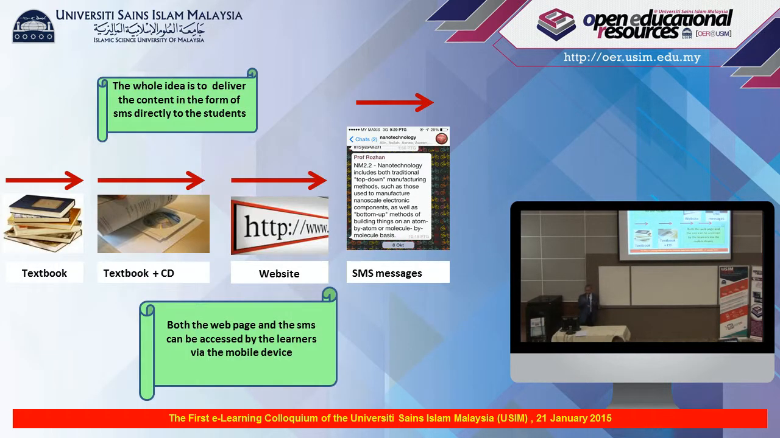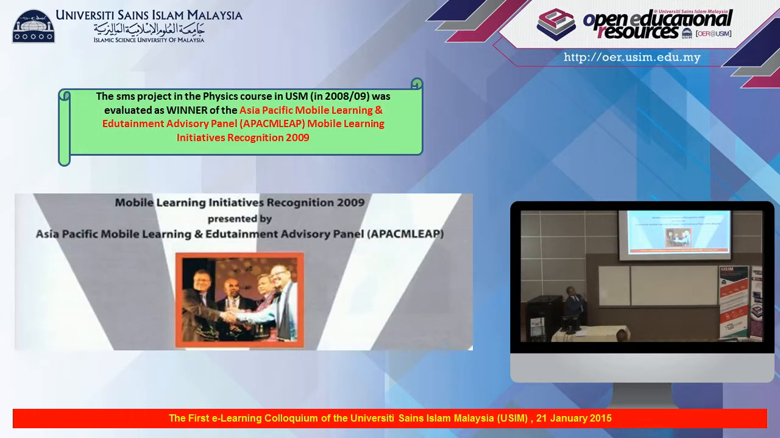The whole idea is to deliver content in the form of SMS directly to the student. We don't want the content to be stuck in a textbook, or stuck in a CD, or even stuck in a website. So we take it out, chunk it, and send it to the learner in terms of SMS messages, and both the web page and SMS can be accessed by the learner via the mobile device. Too fast? Okay.